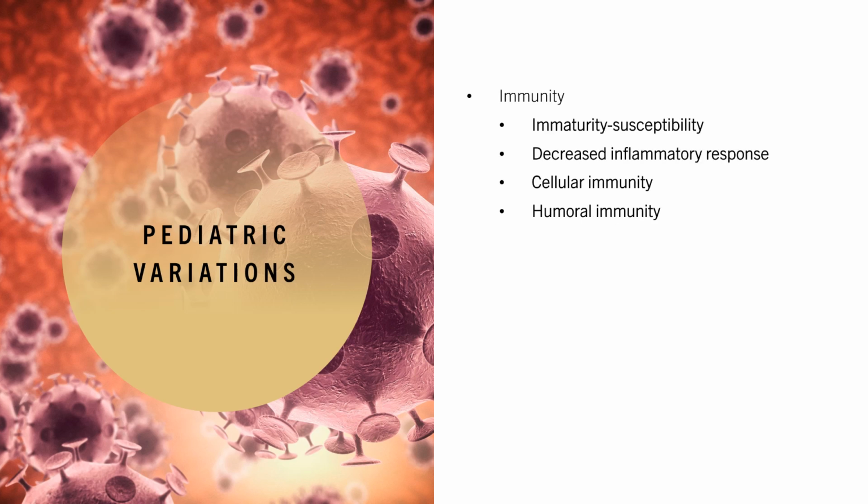Okay, so we've got pediatric variations. They are different than us as big people as far as their immunity is concerned because they have an immature response in their immune system. Infants and young children are much more susceptible to infection because of that immature response. They have a decreased inflammatory response.